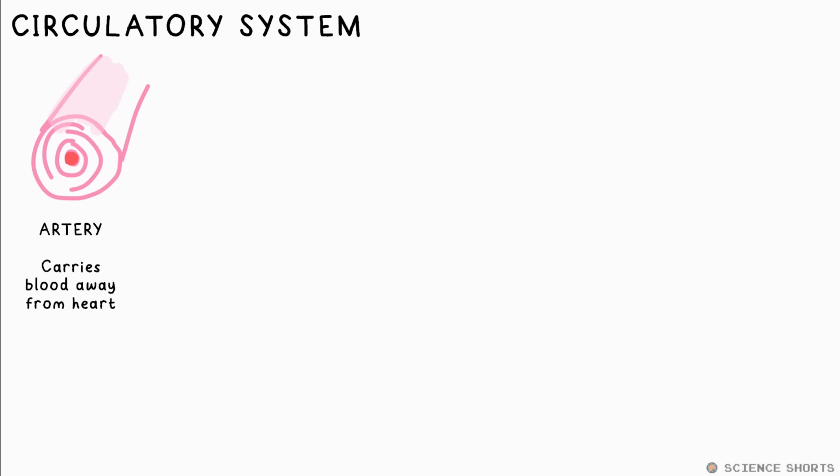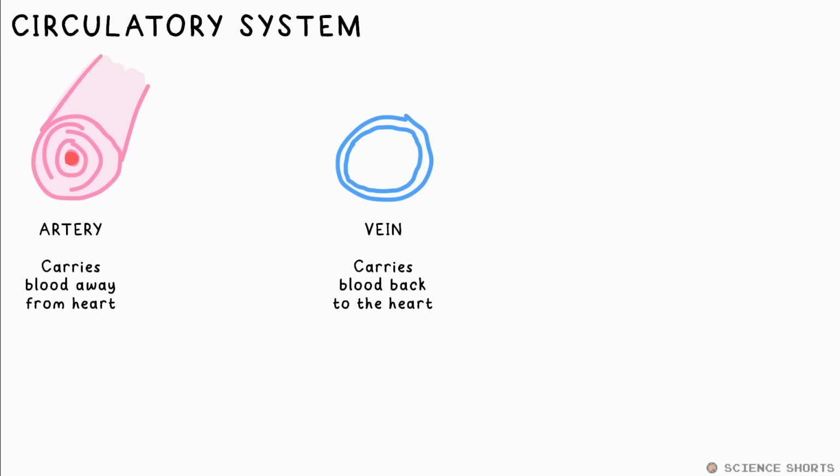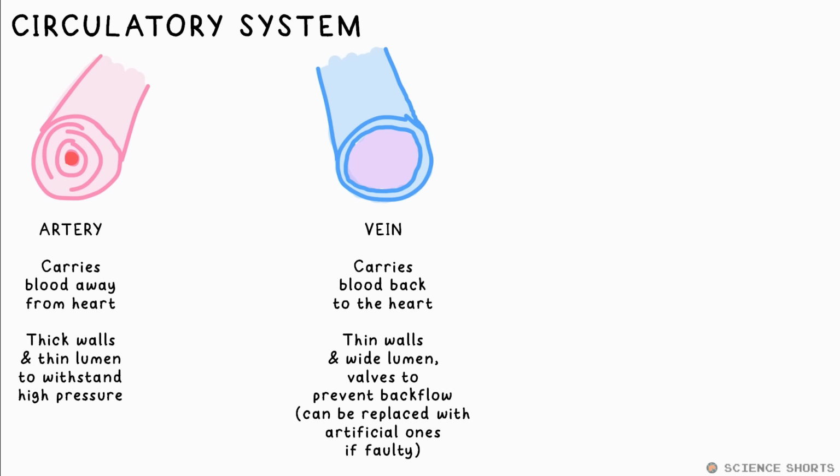Blood vessels that go away from the heart are always arteries, veins towards. That means that arteries carry oxygenated blood apart from the pulmonary artery, and vice versa for veins. Arteries have thicker walls to withstand the higher pressure, and so that means they have a thinner lumen, the hole in the middle that the blood travels through. Veins have thinner walls due to the lower blood pressure, but have valves to stop backflow.